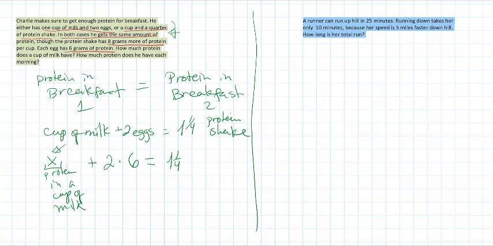Well, we don't know exactly, but we do know that the protein shake has 8 grams more of protein per cup. So if the cup of milk has X grams, the protein shake has another 8 grams, and we have to multiply that by 1.25 cups because that's what he drinks in breakfast too. So let's write this out a little more neatly.